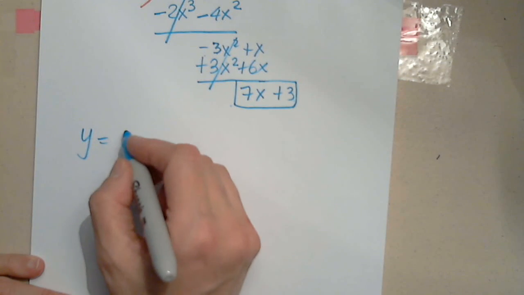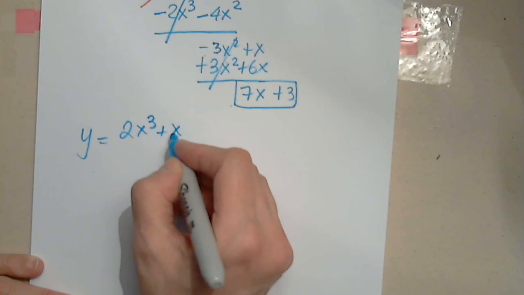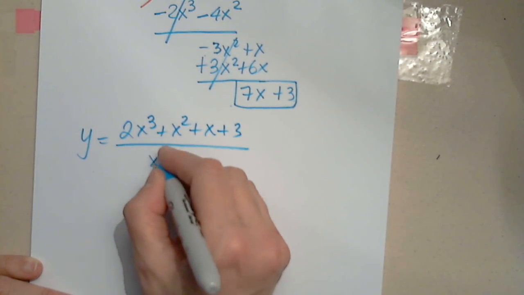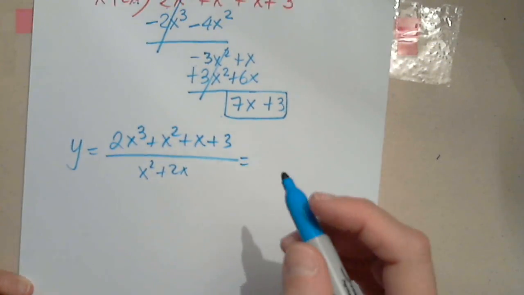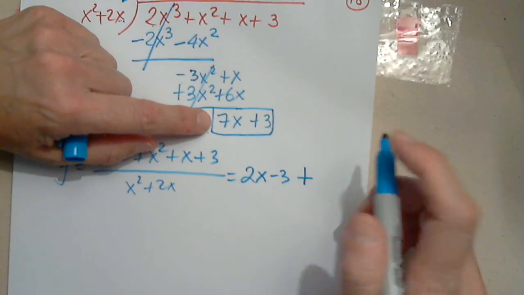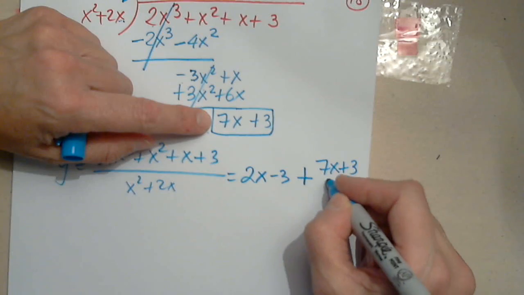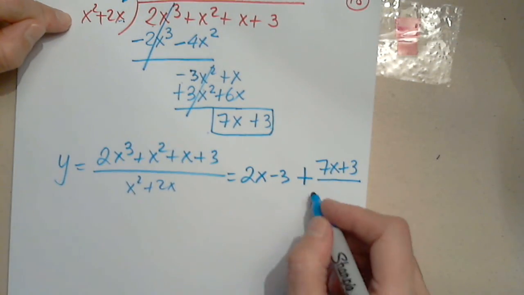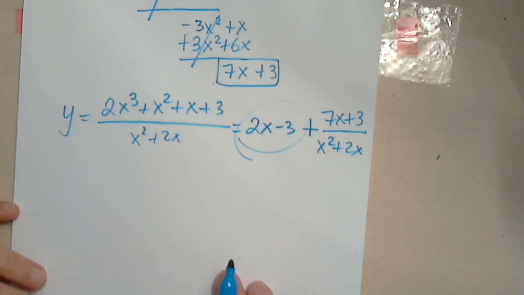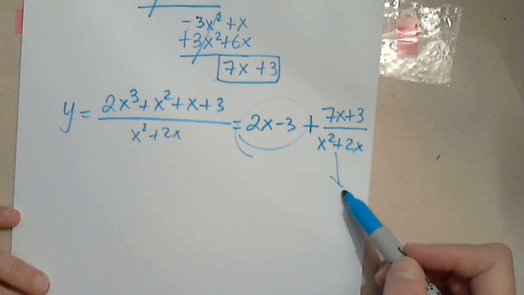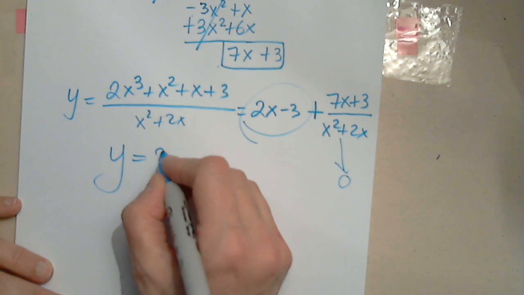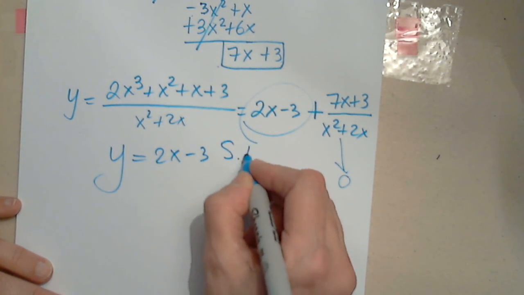So the function that initially was 2x cubed plus x squared plus x plus 3 divided by x squared plus 2x is now quotient plus remainder over the divisor. And only this is what we are interested in, because all this quantity will approach 0 at infinity, right? So y equals 2x minus 3 is the slant asymptote.